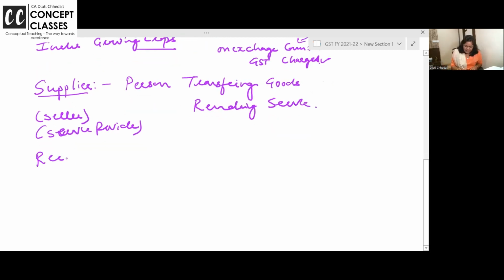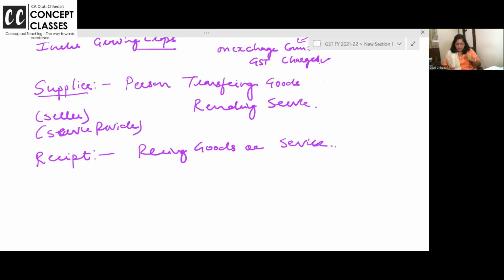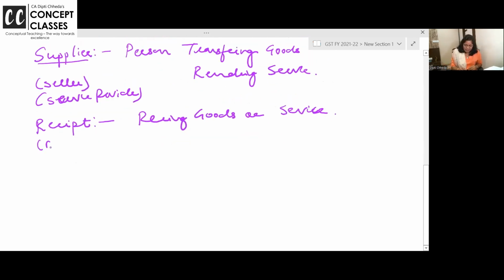Next is recipient. Recipient is the person who is receiving the goods or service. It is not always the buyer. Sometimes it's the third party also. Buyer, or you can say service receiver, who is receiving the goods or the service, is the recipient. Recipient, they call it. Yes? Right.